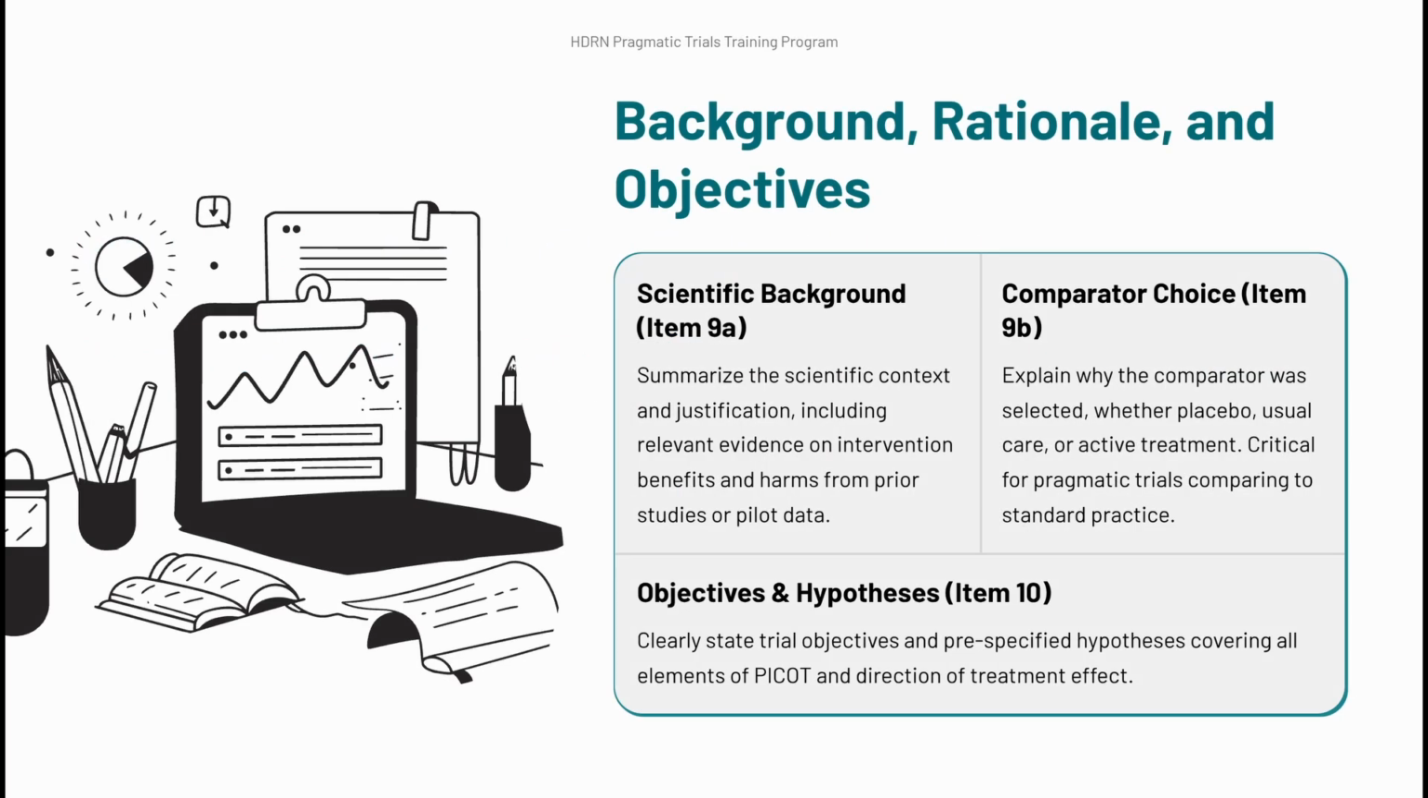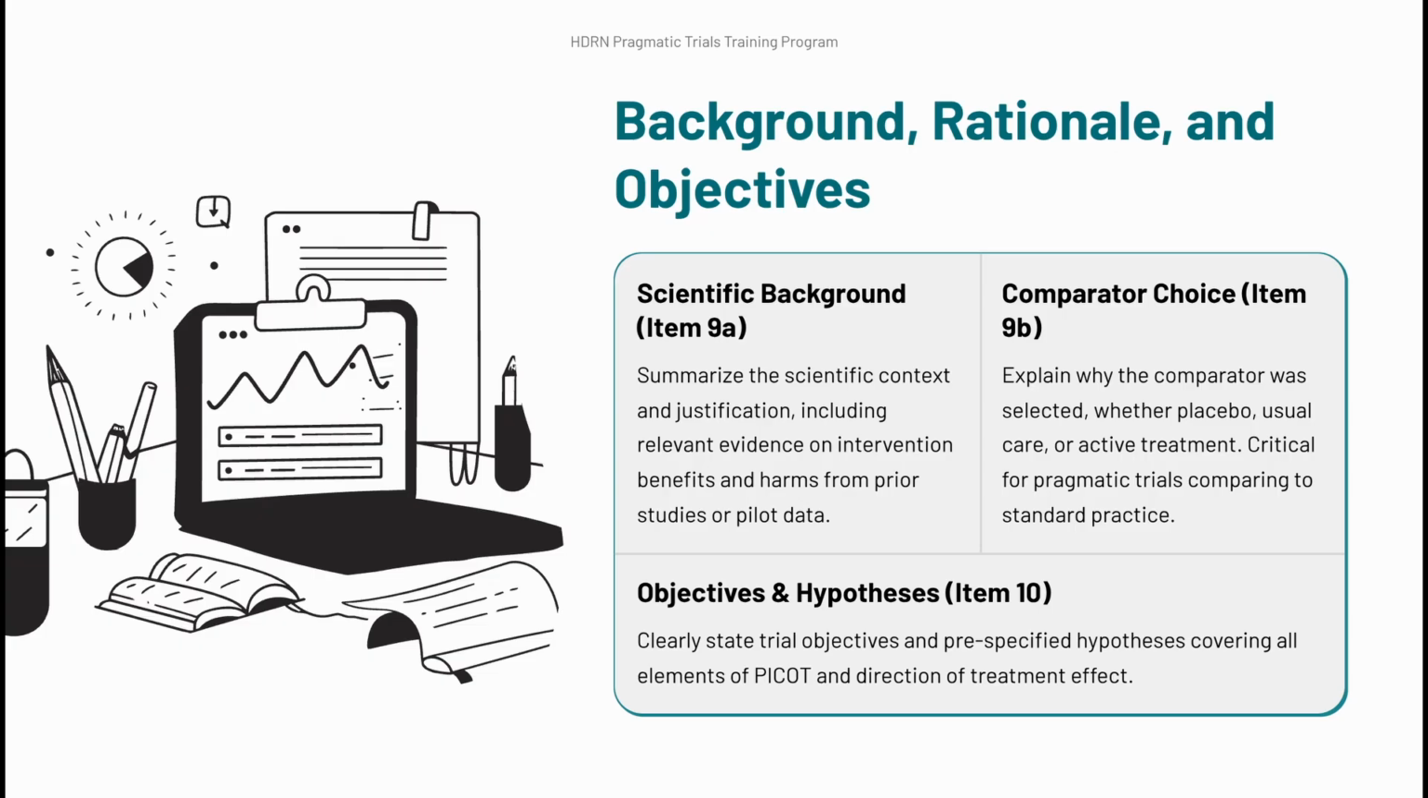Now we dive into the introduction of the protocol. Spirit item 9A is the scientific background and rationale. For a pragmatic trial, the rationale often emphasizes a real-world problem. Maybe a treatment works in ideal settings, but we don't know if it's effective in typical practice. Or maybe there's an evidence gap in a broad population that hasn't been studied. In the background, it is also vital to explicitly state the reasons for choosing your comparator, which is item 9B.